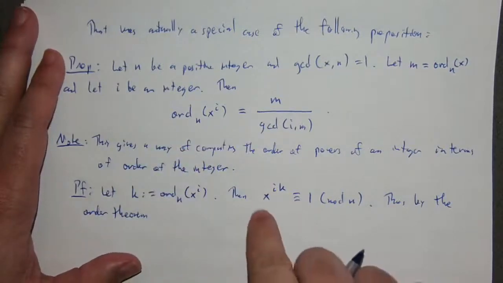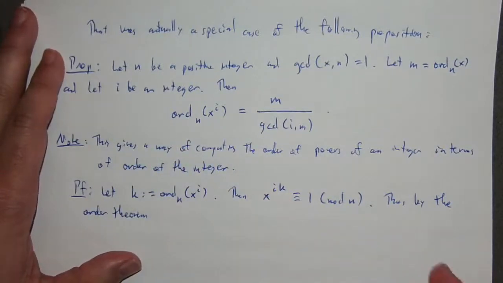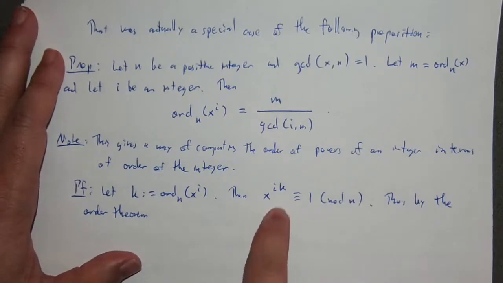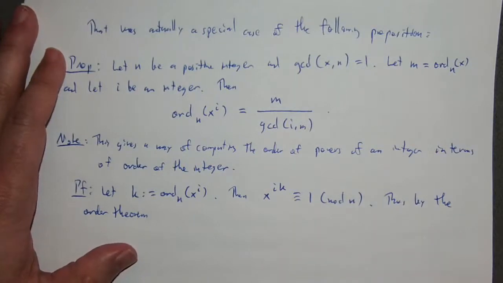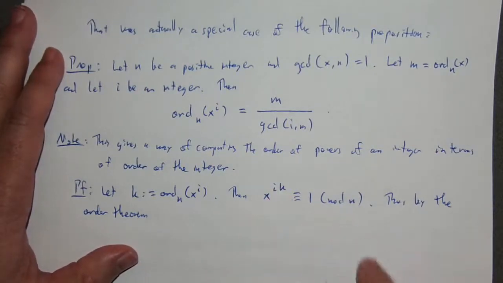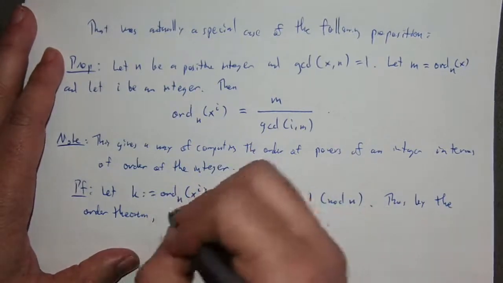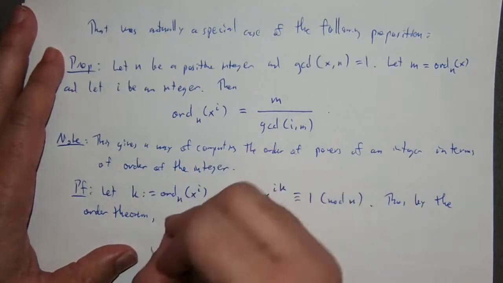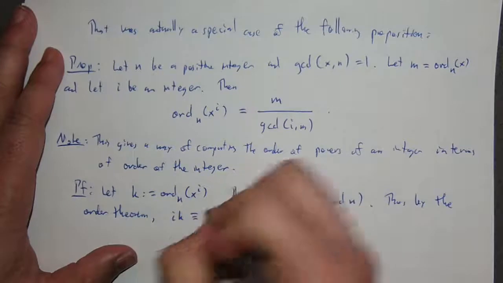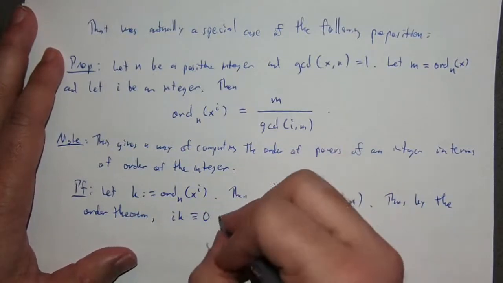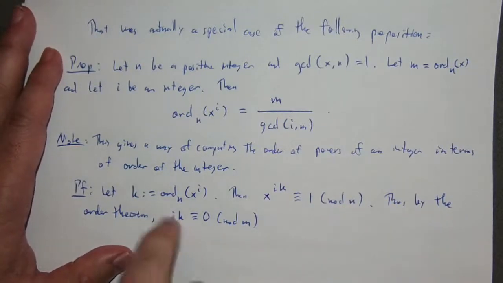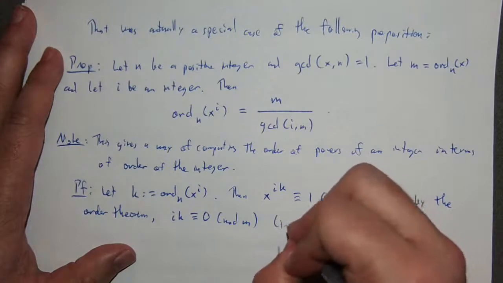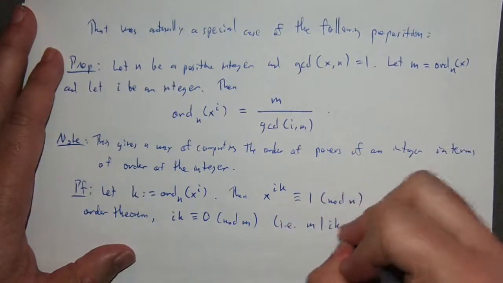Thus, by the order theorem, we're in a situation where x to the something is congruent to 1 mod n. So the order theorem tells you whenever you're in that situation, the order has to divide that thing. Sorry, I said it backwards. So the order has to divide this thing. Thus, by the order theorem, I times k is congruent to 0 mod m. So the order of x has to divide I times k, i.e. m divides I times k.